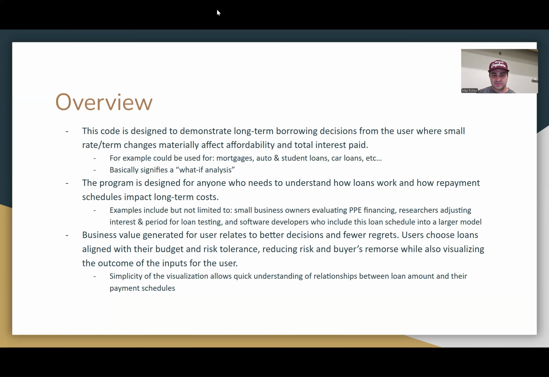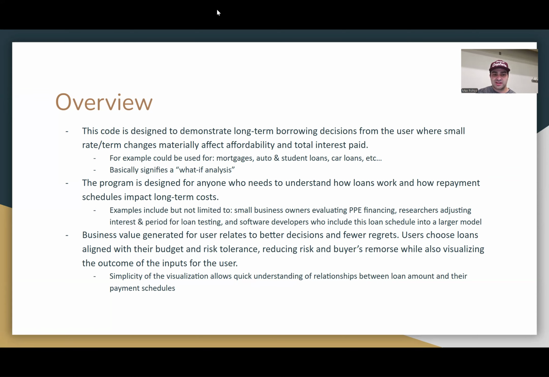Examples include, but are not limited to, small business owners evaluating financing. So if they're purchasing new inventory or new equipment or new land or anything like that, they can put in the loan schedule to see what their monthly payments are going to be. Researchers can adjust interest and period to see different outcomes of the loan and the combinations of the two. Another example is software developers, who can take this code and implement it into a much larger model as just one small part.